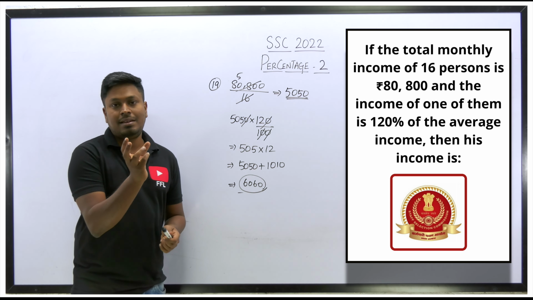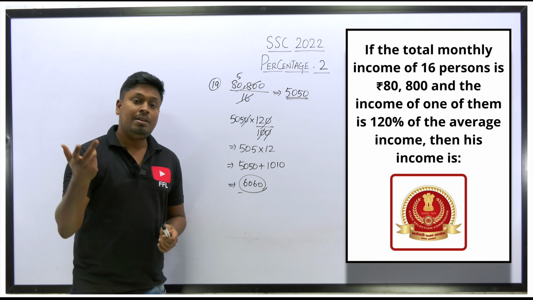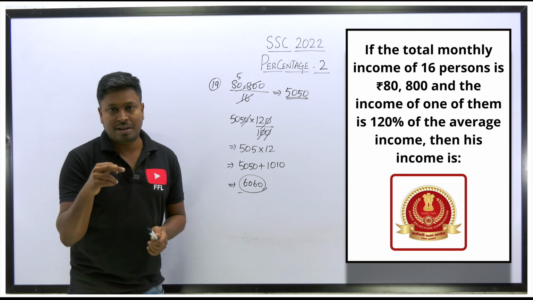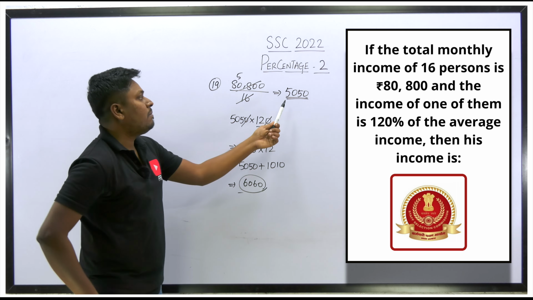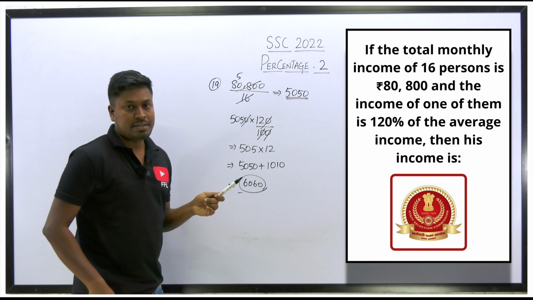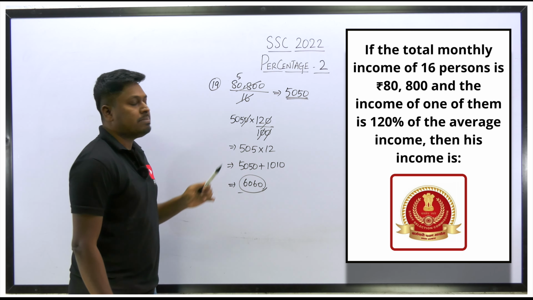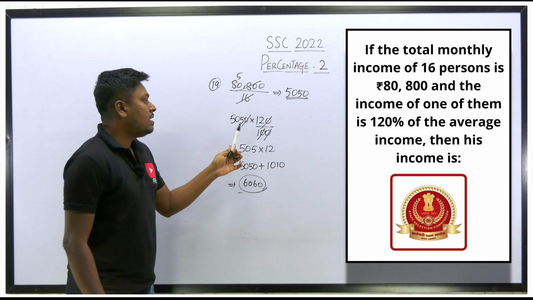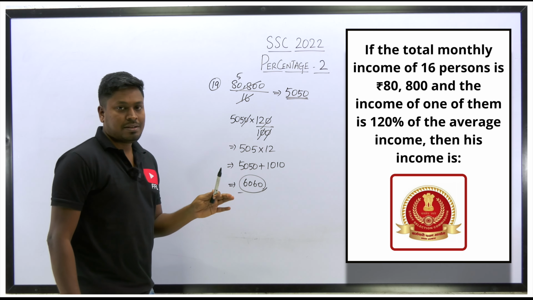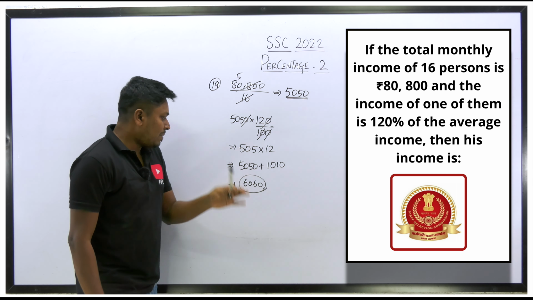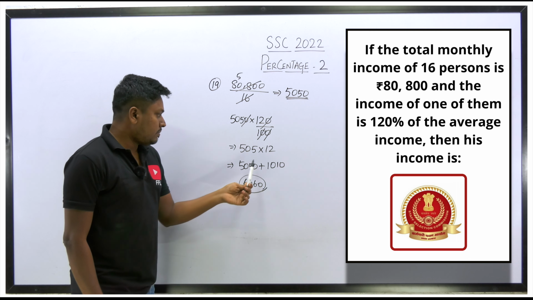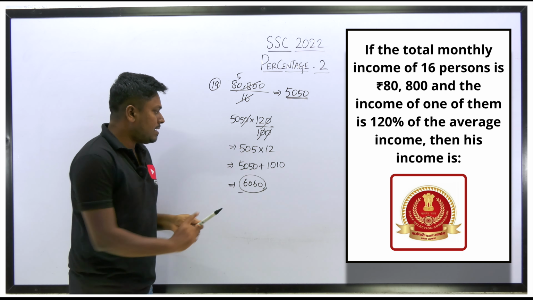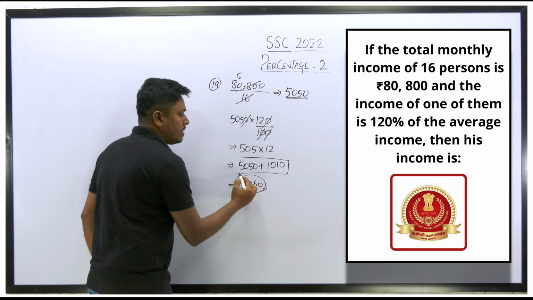If the total salary has been given and the total number of employees is also given, then first you need to find the average by dividing the total salary by the total number of employees. So you can find the average income of the person. Now according to the question, one person is getting 120% of 5050. So that one person's income will be 6060. Got it?